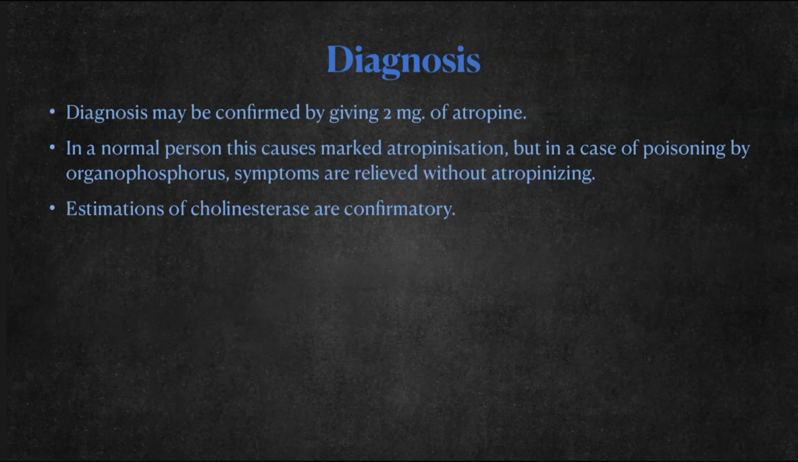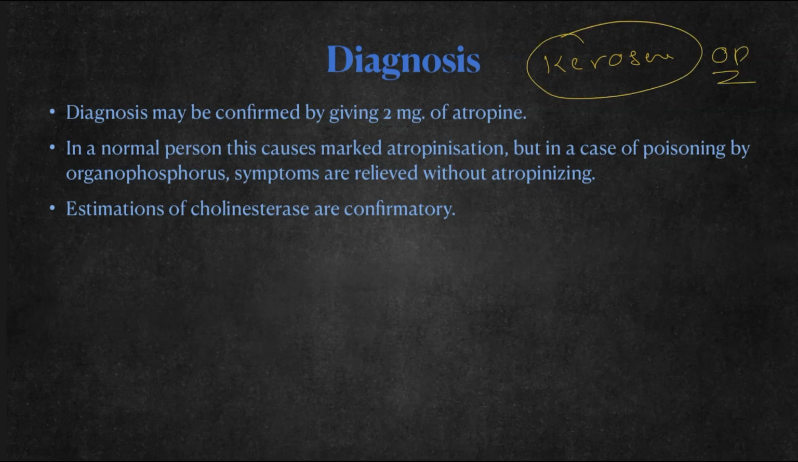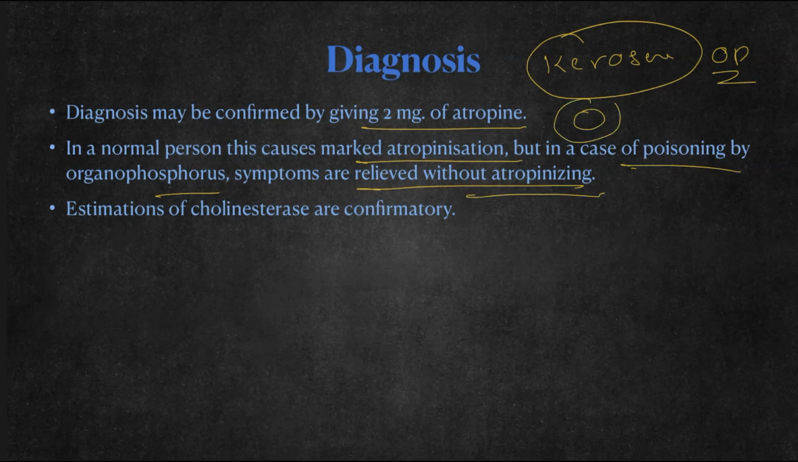Diagnosis. First, if the person has a kerosene-like smell, or consumption of any poison, it should be assumed that the person may have consumed an organophosphorus compound. Diagnosis may be confirmed by giving 2 mg of atropine. In a normal person, this causes marked atropinization, but in poisoning by organophosphorus, symptoms are relieved without atropinization. Atropinization is nothing but dilatation of pupils. So if it is not seen, it indicates that the person may have consumed an organophosphorus compound.